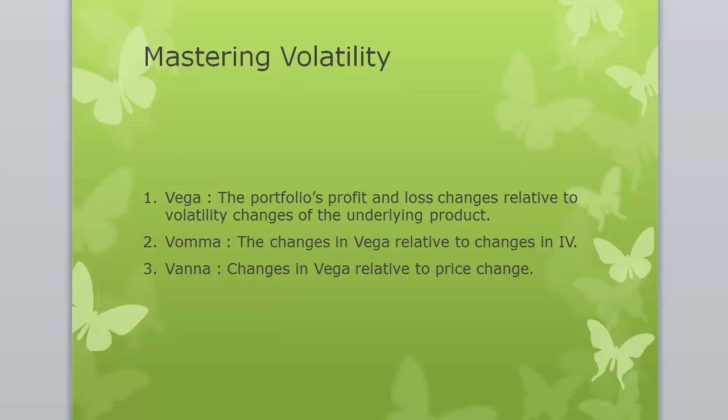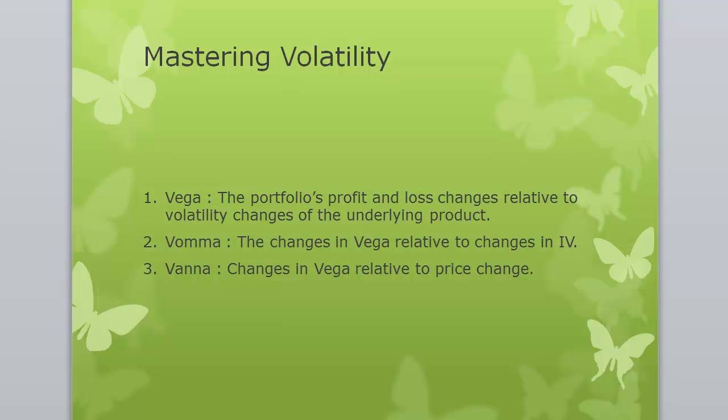Next, we'll briefly discuss what these Greeks are exactly. So your Vega is the portfolio's profit and loss changes relative to the volatility changes of the underlying product. Number 2, your Vomma represents the changes in Vega relative to the changes in volatility. Number 3, your Vanna represents the changes in your Vega relative to the price change of the underlying product. So right away, hopefully you can see why it's so important to understand Vomma and Vanna.